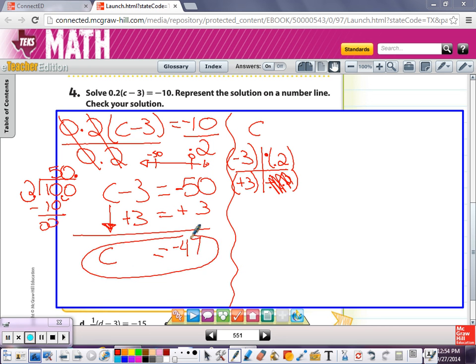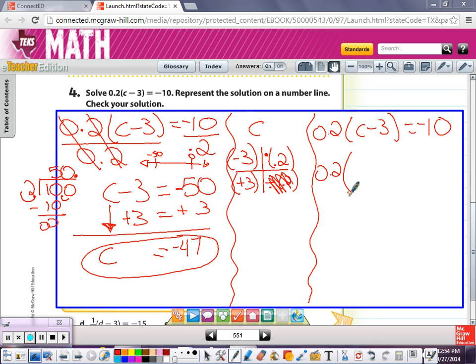But it's possible we make mistakes, so we need to check our work to make sure that it's correct. So I'll go ahead and check it. I have 0.2 times c minus 3 equaling negative 10, we hope. Wherever I see a c, I'm going to plug in my number of negative 47. Now I use PEMDAS, or the order of operations. I know parentheses comes first. If I'm at negative 47 and I go to the left 3 more numbers, I end up at negative 50. Multiply that times 0.2.